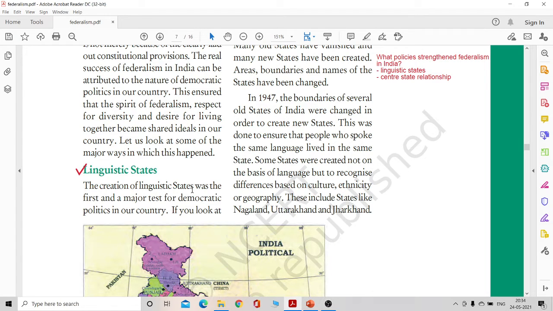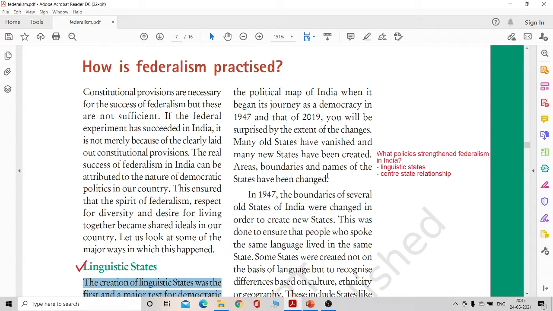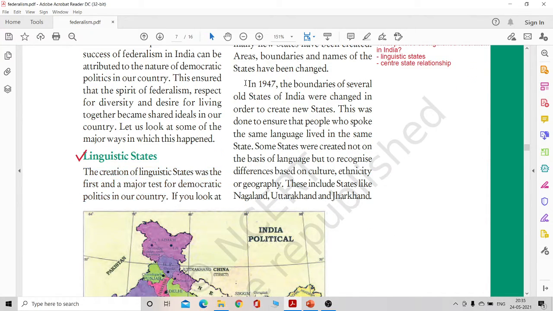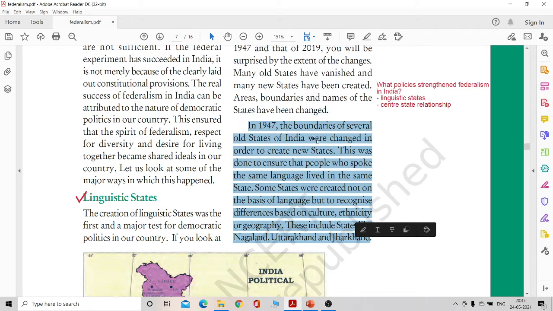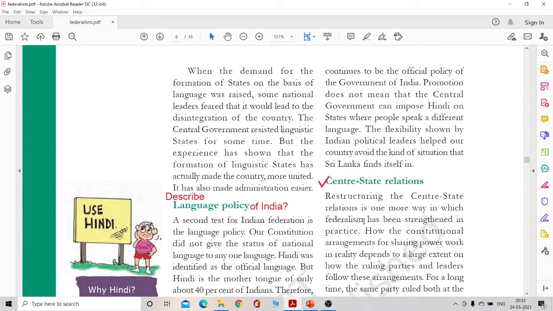So the linguistic states. You have to mention that the very creation of the linguistic state was basically based upon the need to create regional states based on the culture and language of the people, so that the people could feel at home within their own region. So linguistic states and how they were formed, right, very much important. So this part would suffice the point on linguistic states. The second part of the question, the answer would be center-state relationship. How is center-state relationship formed?